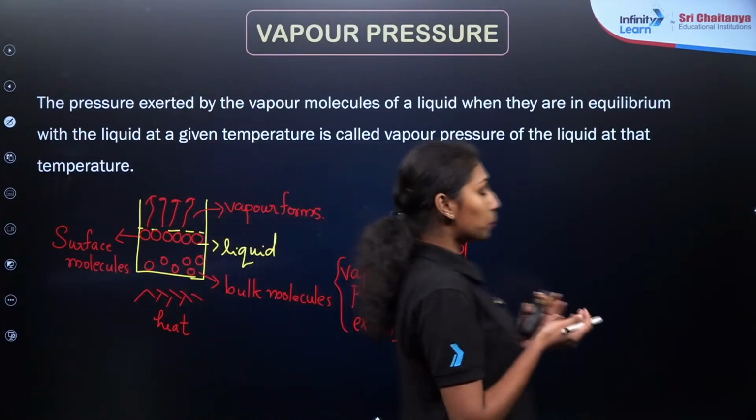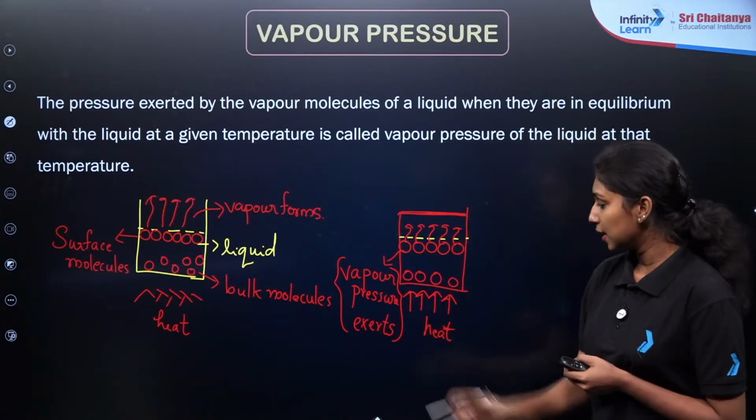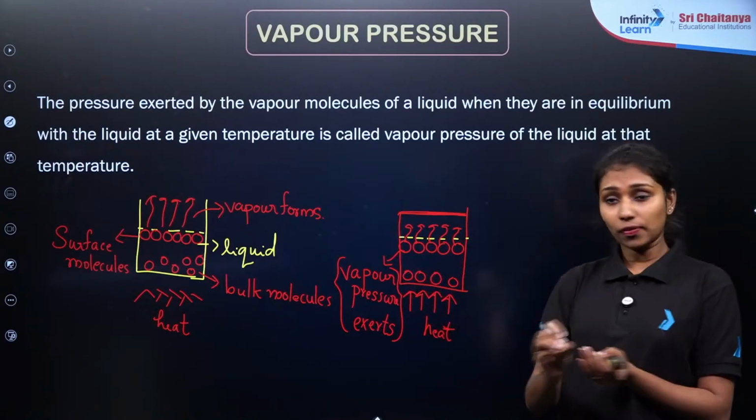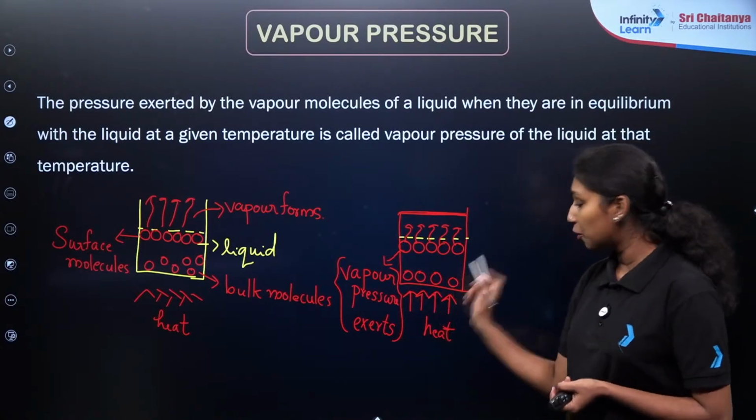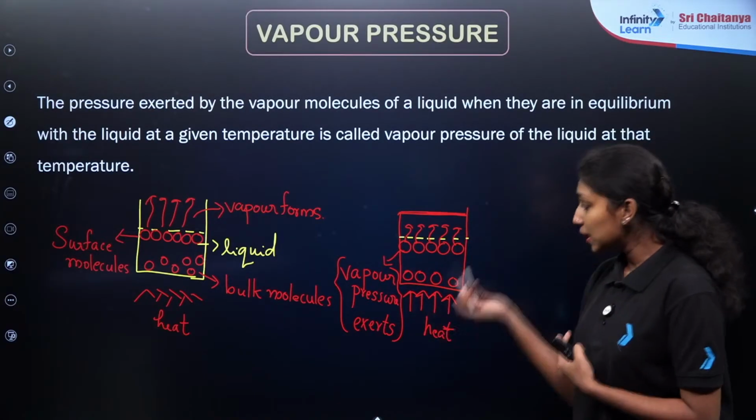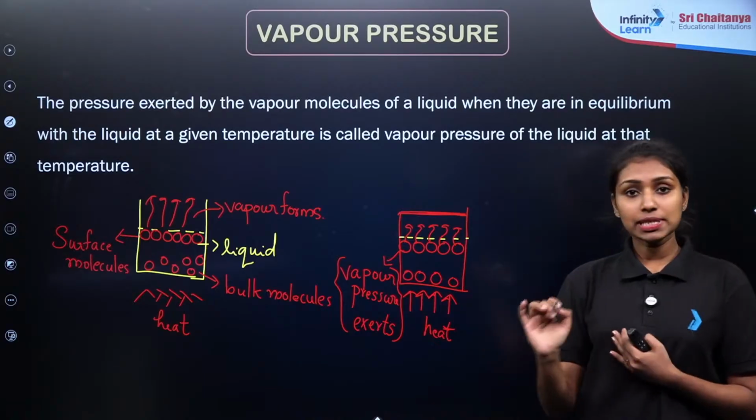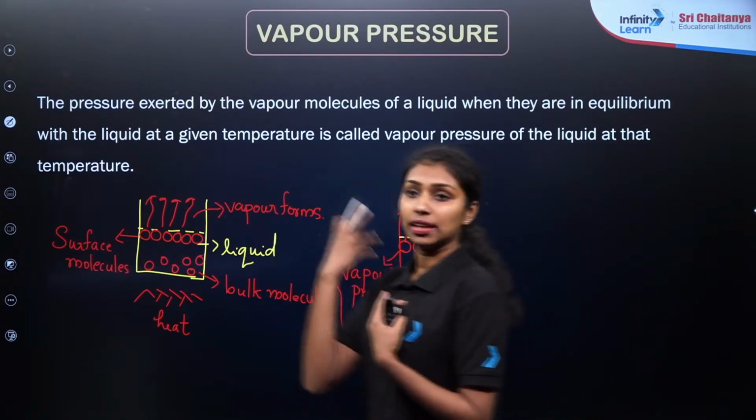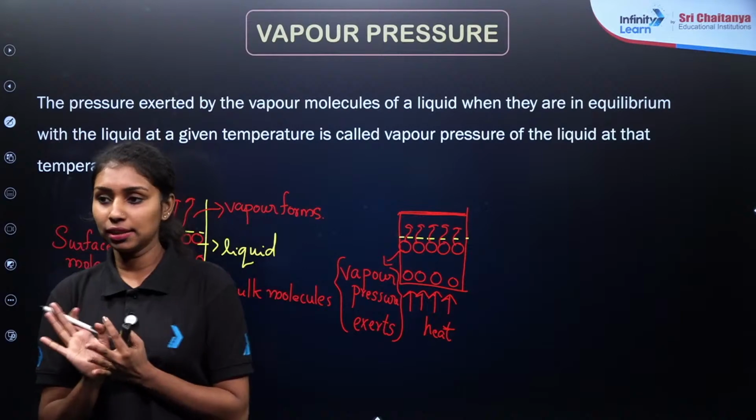Then what will happen to the bulk molecules? There will be strong attraction. In the case of bulk molecules, there is a strong force of attraction on each side of the liquid particle. So, as compared to the surface molecules, there will not be any movement or evaporation of the bulk molecules. Clear?